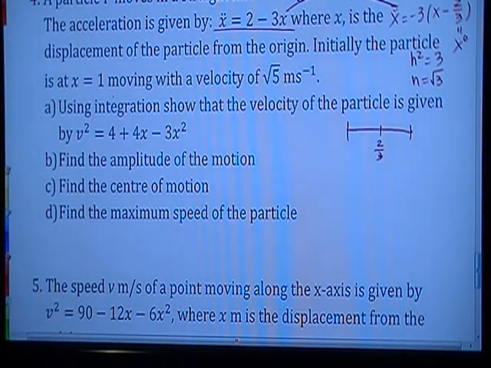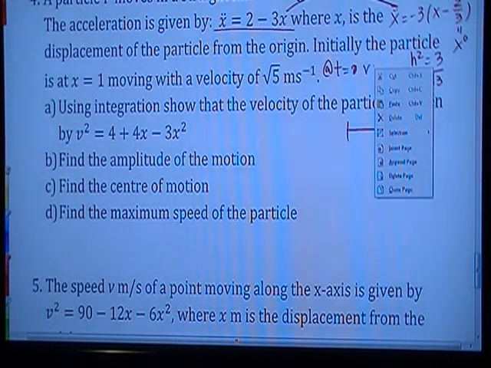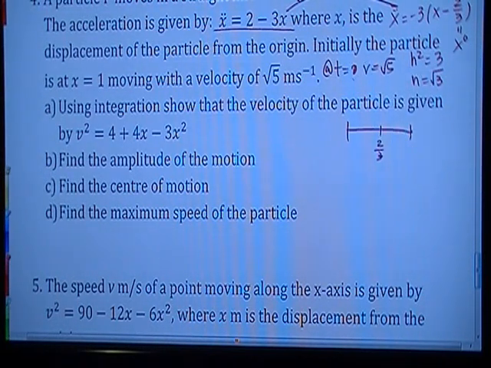Initially, the particle is at x equals 1, moving with a velocity of that. So at t equals 0, v equals root 5, and x equals 1. Okay. Using integration, show that the velocity is given by that.